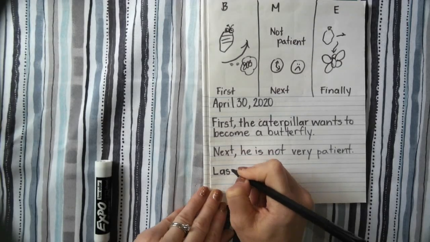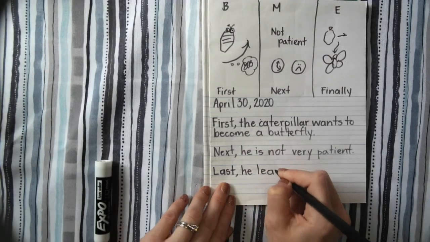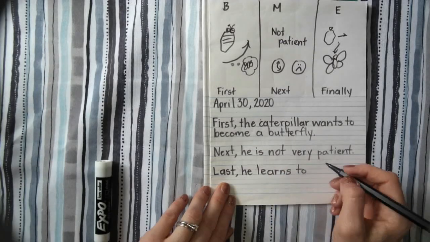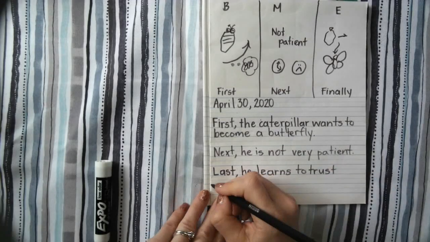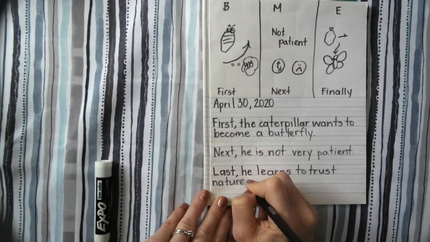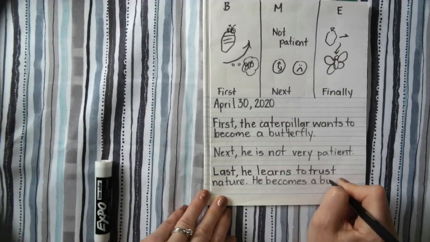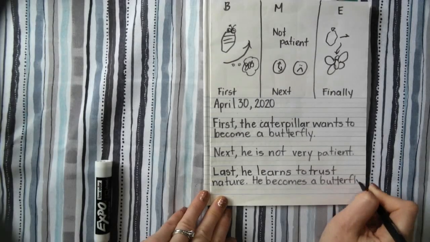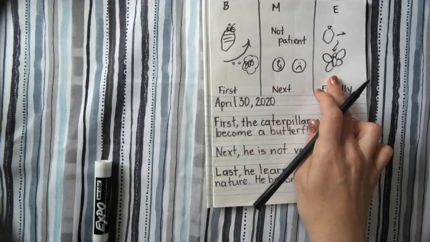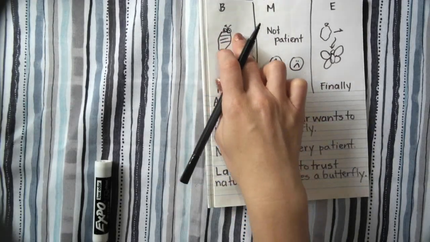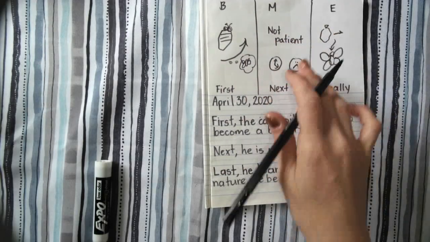Last, or finally, you could use the word finally, but you could also use the word last. Last, he learns to trust the process is one of the phrases that they say. You could even say trust nature. He becomes a butterfly. And there you see, we've broken the story down into first, next, and last, beginning, middle, and end. Beginning is the setting, who's in the story. The middle talks about the problem, he's not patient, and the end talks about the solution. He finally becomes a butterfly.